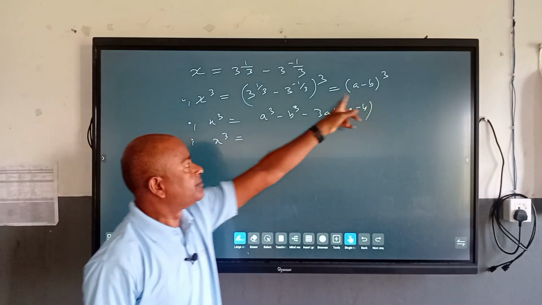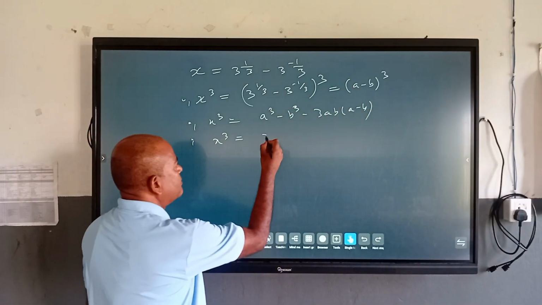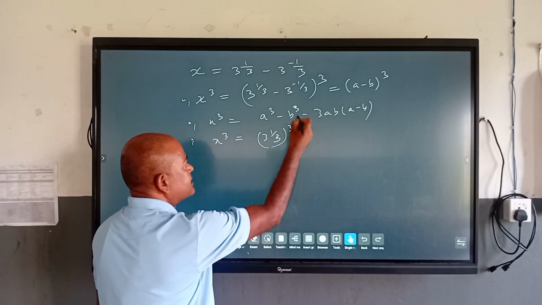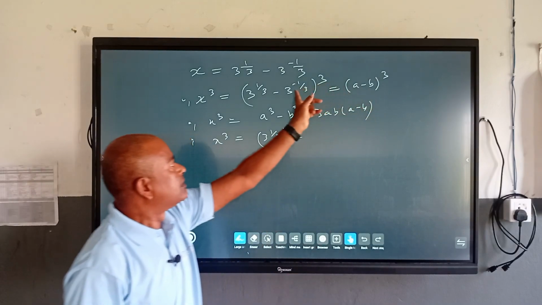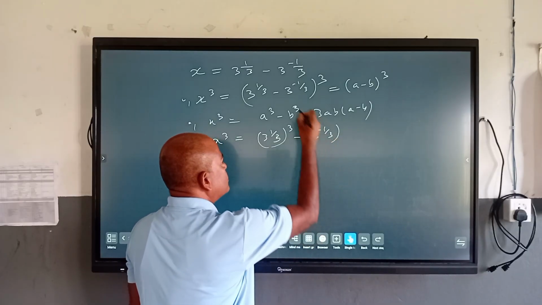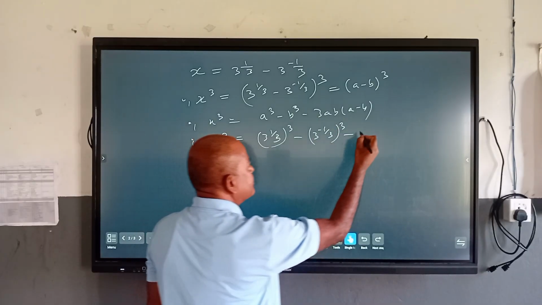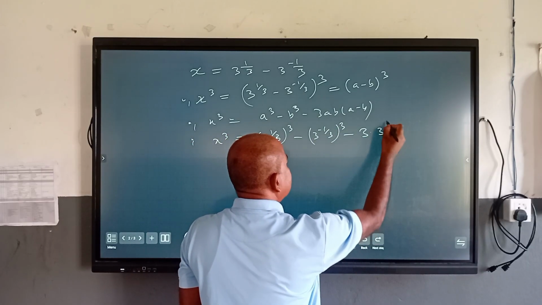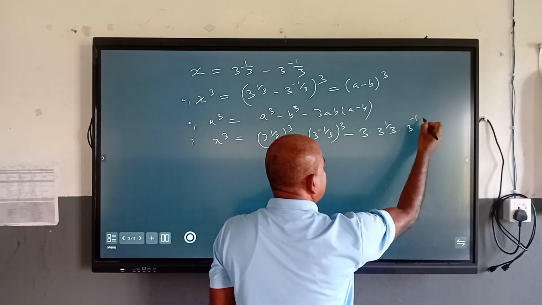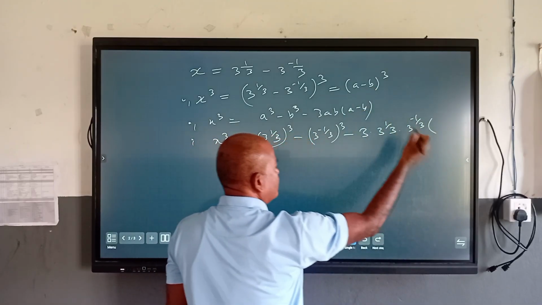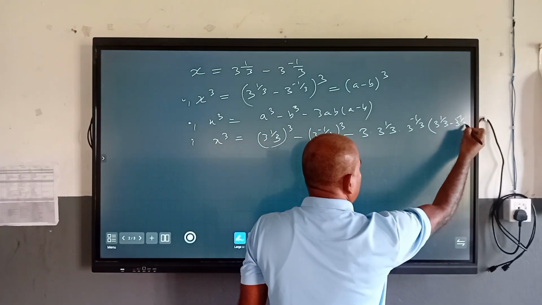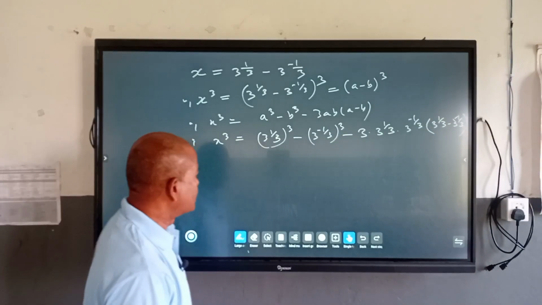The value of a is 3 power 1 by 3, so power 3 means whole cube, minus the value of b. The value of b is 3 power minus 1 by 3, and this whole cube, keeping as it is, minus 3. A means 3 power 1 by 3 and b means 3 power minus 1 by 3. Then again we have a minus b, that means 3 power 1 by 3 minus 3 power minus 1 by 3.